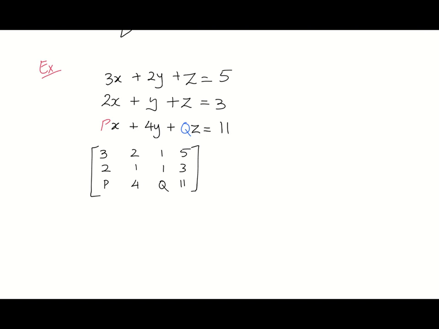Okay, so this one you got P and Q because you saw that it was equation 1 plus 2 times equation 2. Am I correct? So when you do that, you've got 5 plus 3 times 2, which is 11, so it's fine. 2 plus 1 times 2 is 4, so it's fine. Then your P would have been 3 plus 2 times 2, which is 7. And in this case, 1 plus 2, which is 3. Is that right? So 7 and 3.